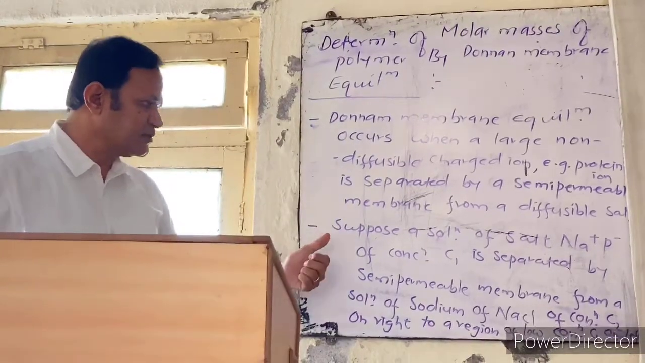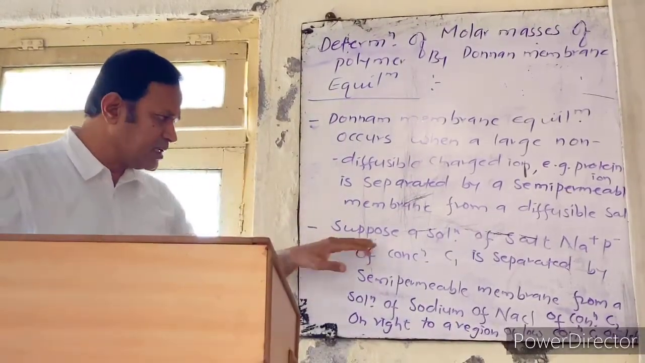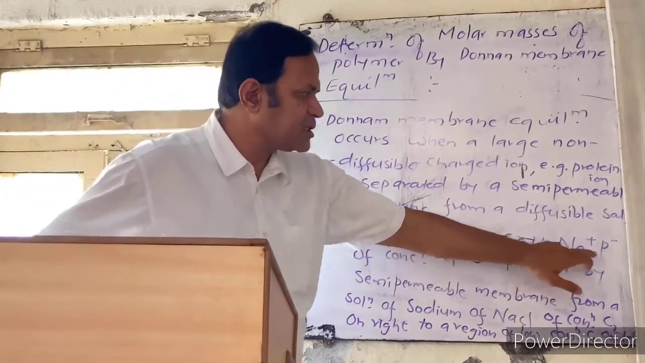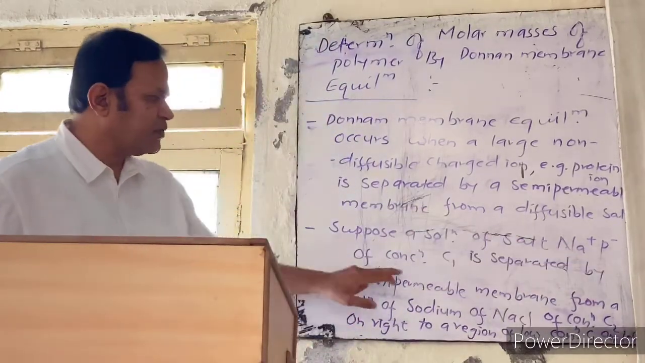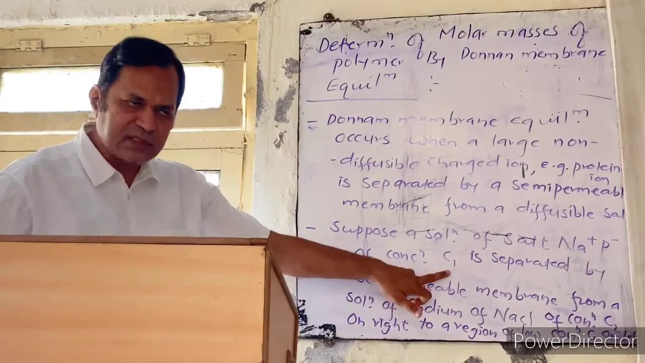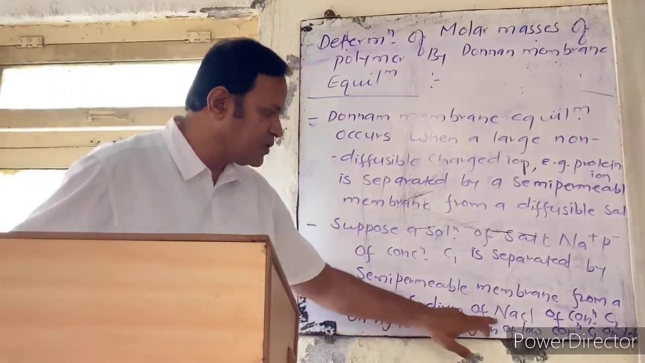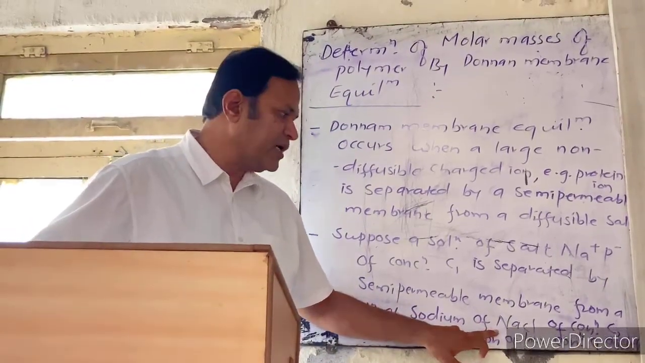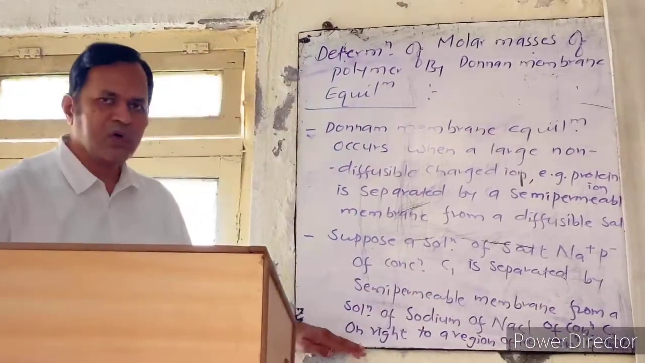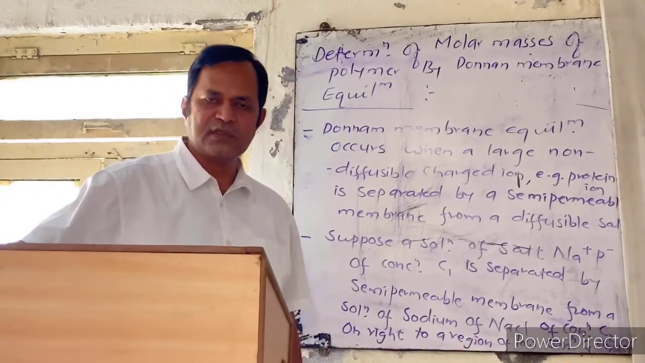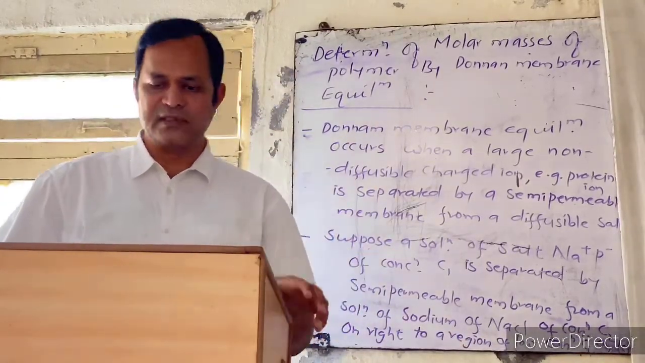Suppose we consider a solution containing Na+ and P- ions of concentration C1, separated by a semi-permeable membrane from a solution of sodium chloride of concentration C2 on the right, to a region of low concentration, that is concentration C1 on the left hand side.